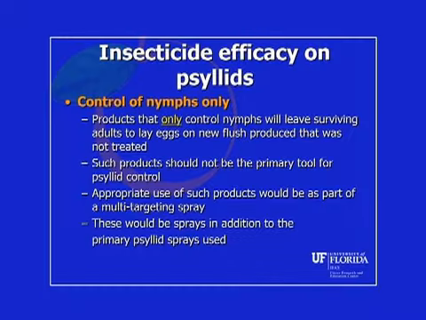Now, if you compare the products that provide control of adults and nymphs to products that provide only control of psyllid nymphs, these products that only control nymphs will leave surviving adult psyllids, which can then lay eggs on new flush produced that was not protected by that initial spray. So, for example, if you spray a product that controls only psyllid nymphs, you will control all the nymphs present on the flush at that time, but say a week later, if new flush is being produced, that flush is not protected, there are still psyllids back in the canopy of those trees that will come in and reinfest that flush, and so you have psyllid populations continuing to build up.